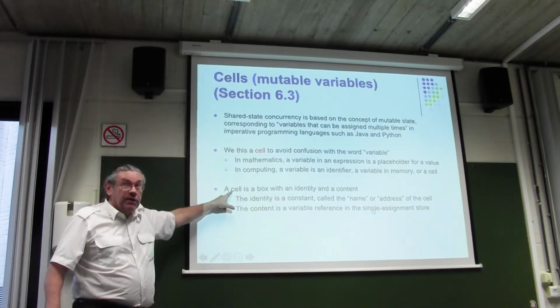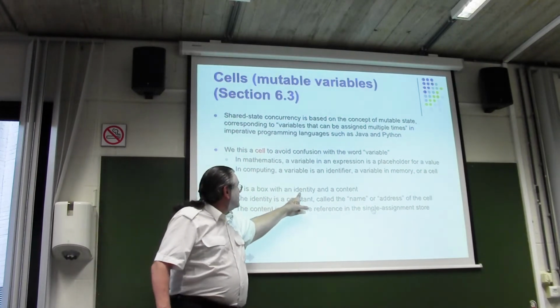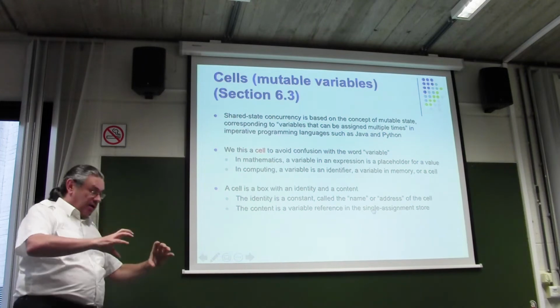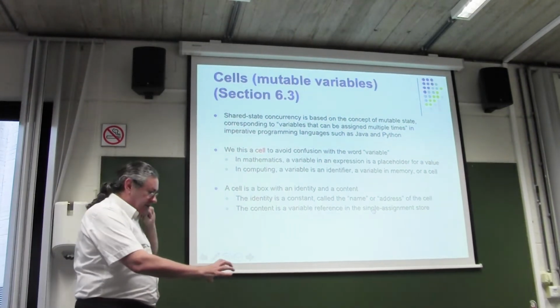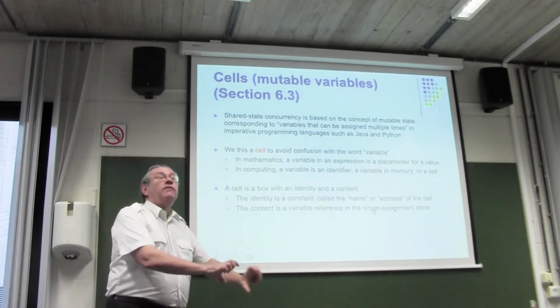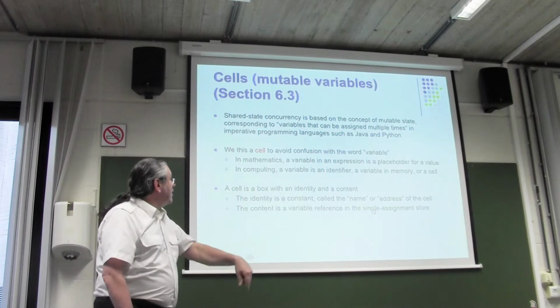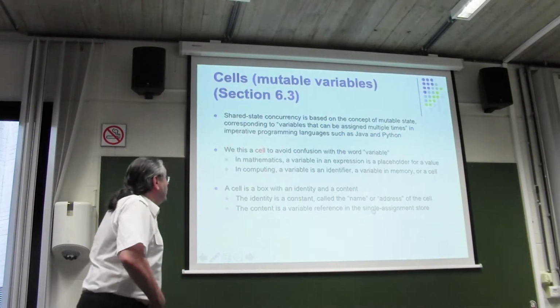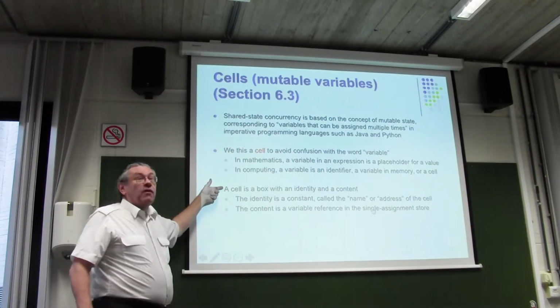Okay, we saw this already. A cell is a box with a name. The box has a name and a content. So this is like addresses in memory. A part of memory has an address and then the content. When you have a pointer in a language with pointers like C, the identity is like the address, and the content is what's stored there. So this is the idea, and we make semantics of this.